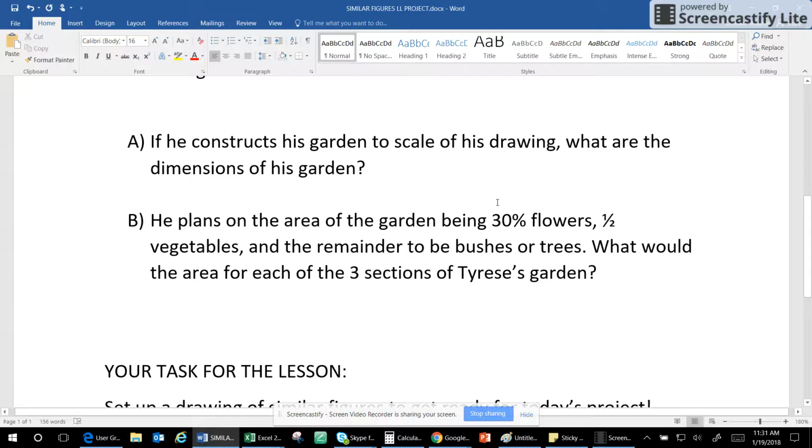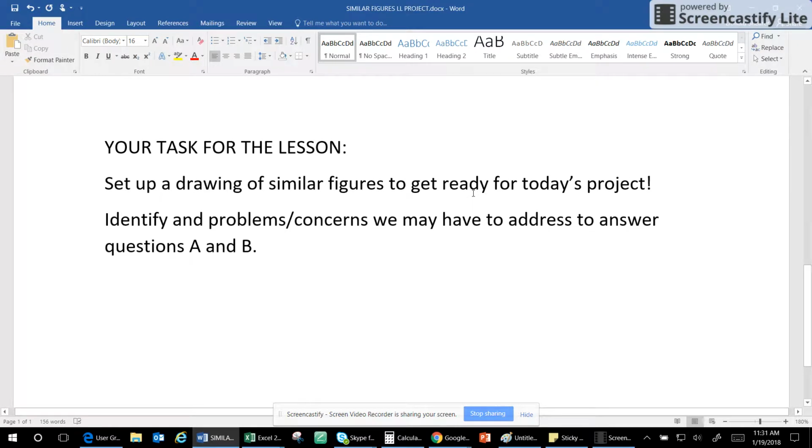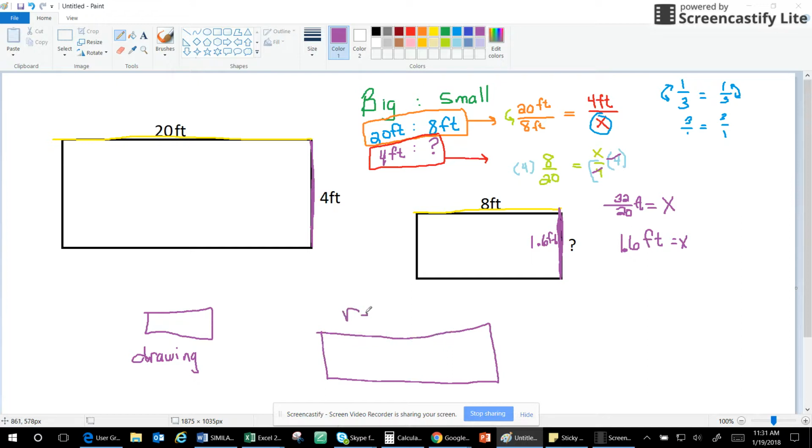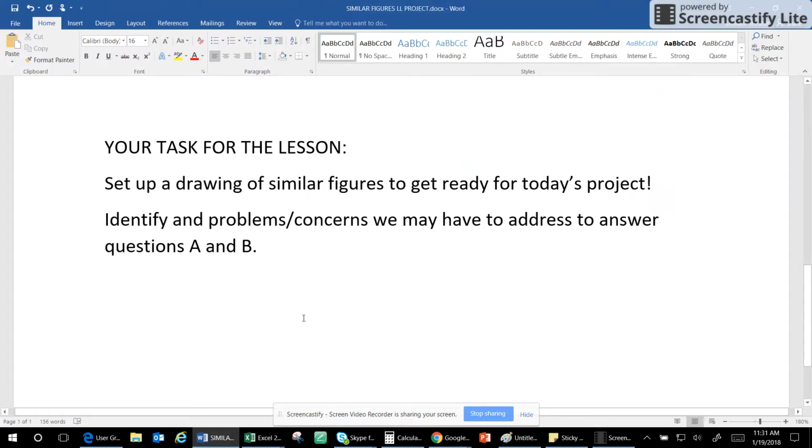Here's your task to get ready for the live lesson. Set up a drawing of similar figures to get ready for today's project. So you need to come up with what the drawing would look like, just like we did over here. So you'd have two different rectangles. One would be the drawing, and one would be the real life. So we want to see if you can get together the drawing of the scenario, and bring it ready for class. If we make any mistakes, we'll correct it before we get started.